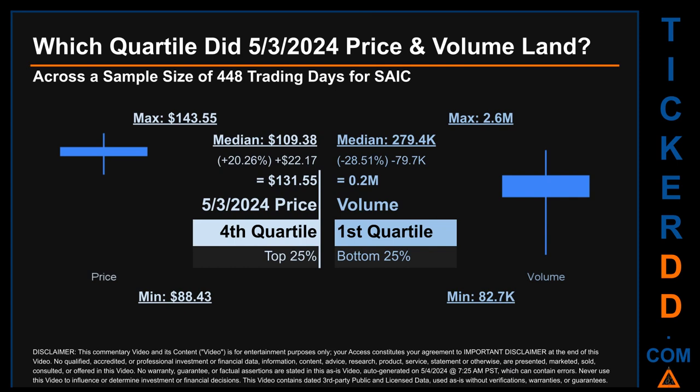Descriptively, SAIC has a median price of $109.38. Therefore, the 3rd of May 2024 price was higher from that middle marker by 20.26%. The day's volume of 0.2 million was less than the median by 28.51%.